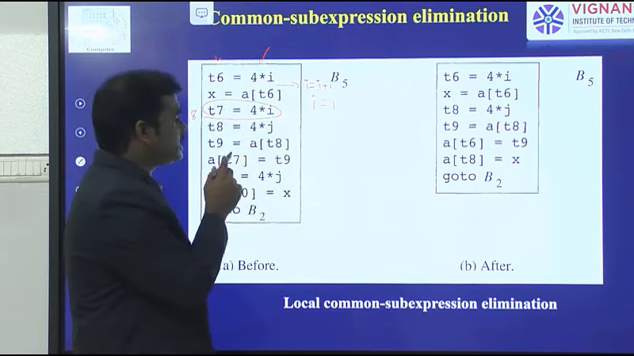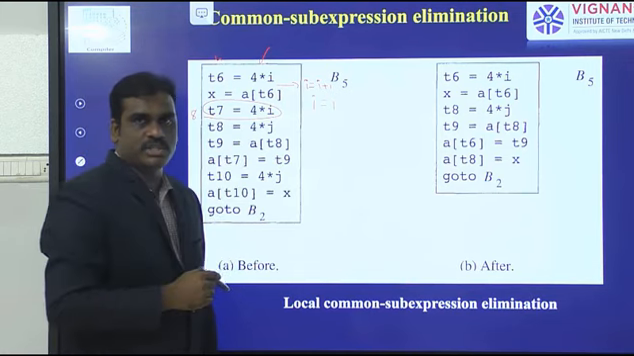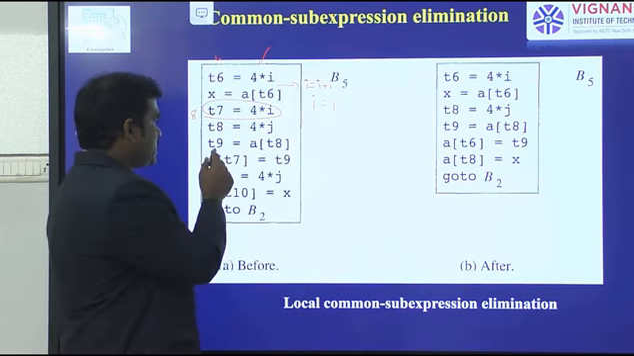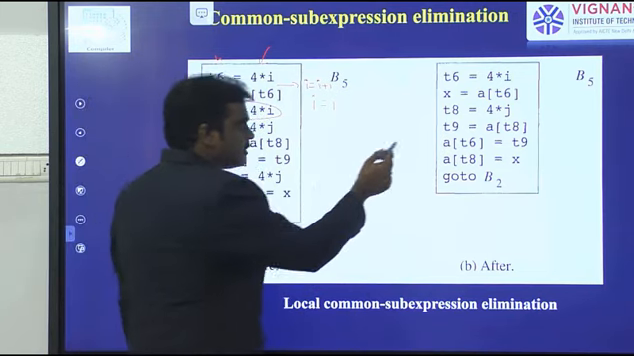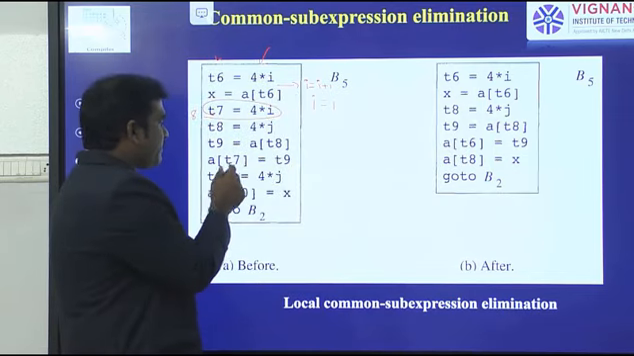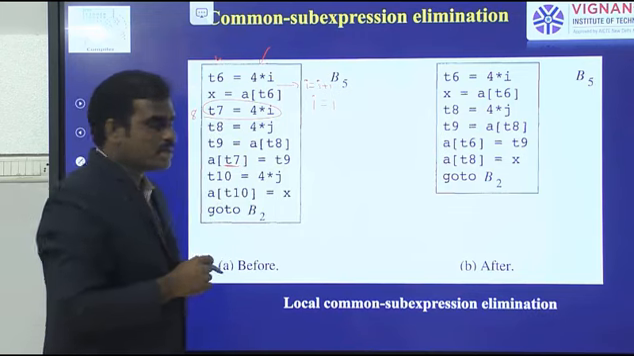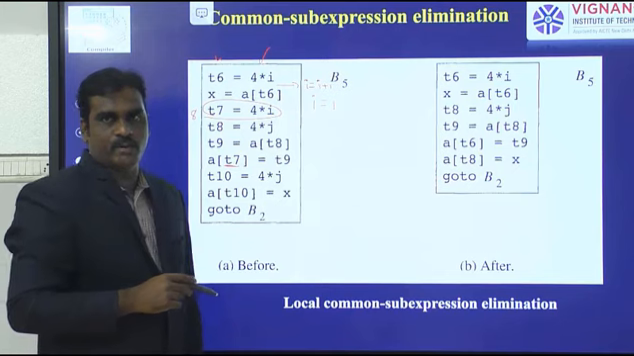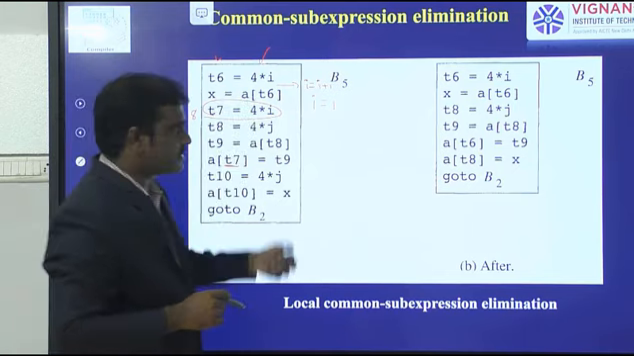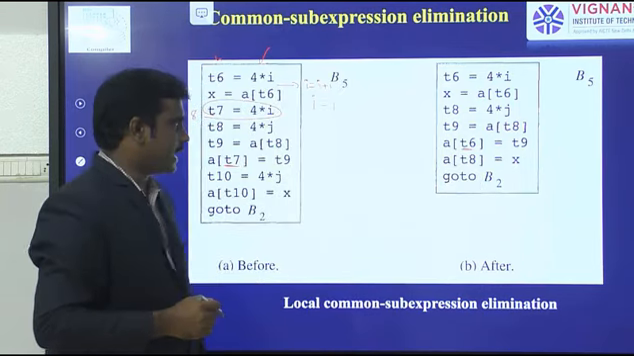No need to write T7 equal to 4 into I. Next one, T8 equal to 4 into J. Now you can write T8 equal to 4 into J. Next one, T9 equal to A of T8. So you can write T9 equal to A of T8. Next one, A of T7. What is T7? 4 into I. We already removed the temporary variable T7, so instead of T7, we can write T6. So here you can write A of T6 equal to T9.